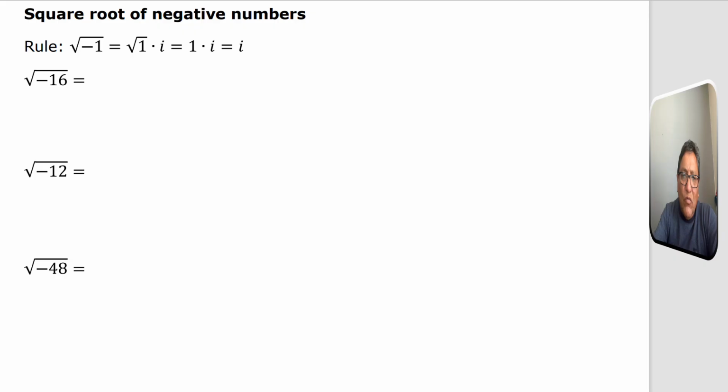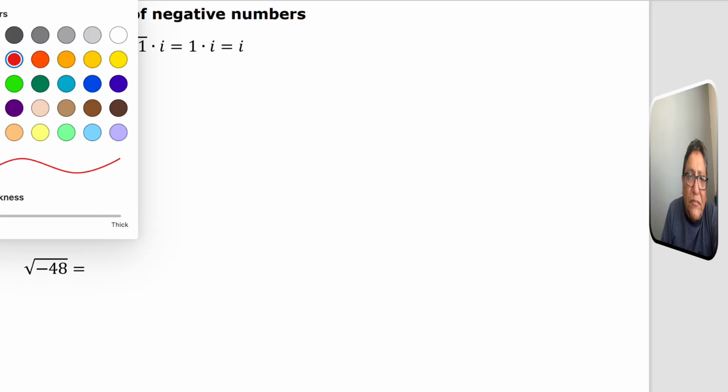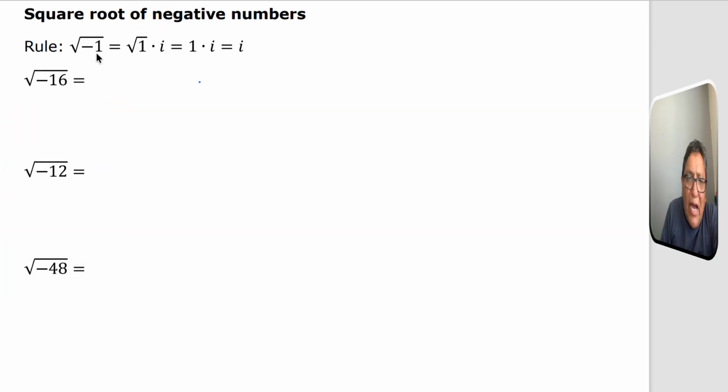So now what about when we have a square root of negative numbers? The rule says this. If we have a square root of negative 1, this will be the square root of 1 times i. It means that the negative comes outside as i. So now a square root of 1 is 1, and 1 times i will be just i. Okay?